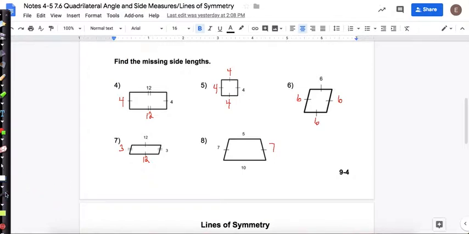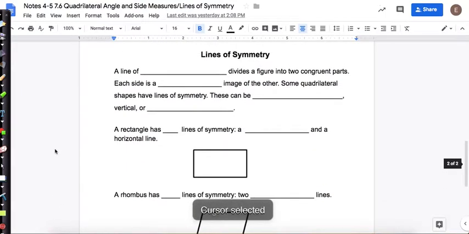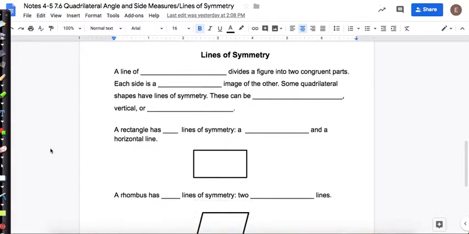Okay, turn the page and let's look at lines of symmetry, which is the second half of this video. So a line of symmetry divides a figure into 2 congruent parts. Each side is a mirror image of the other. Some quadrilateral shapes have lines of symmetry.